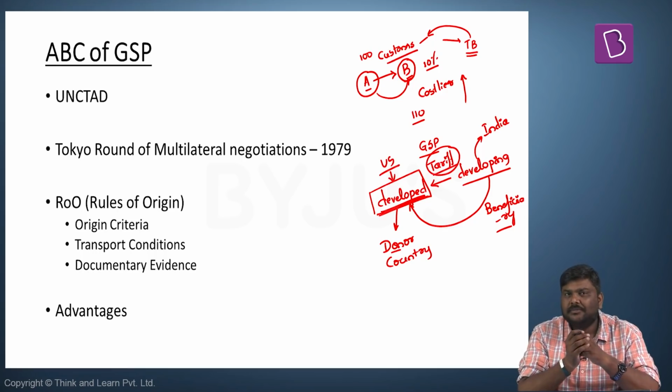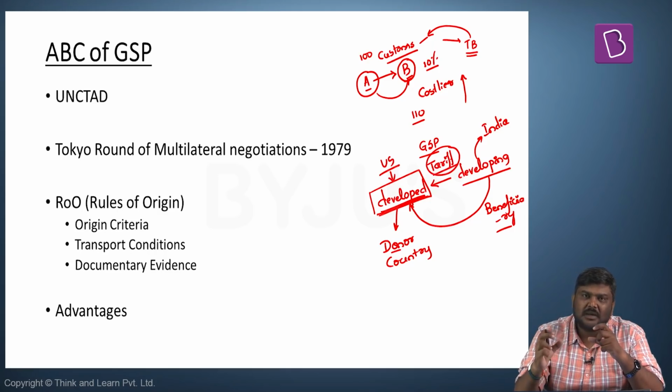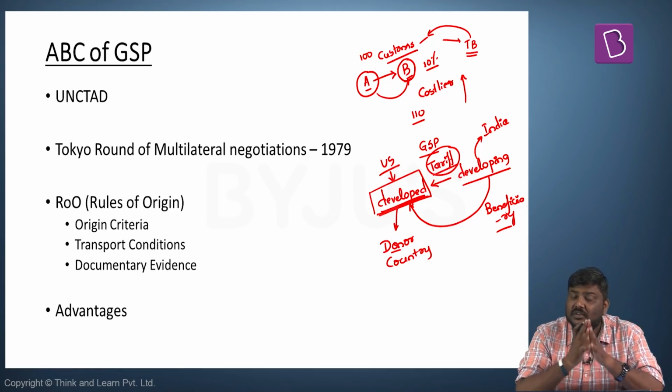So, the US government back in the 1970s announced that India will be part of the GSP program, and since India will be part of the GSP program, certain exports coming from India will not be imposed with any of the tariffs by the US government. This will basically promote the competitiveness of Indian exports.